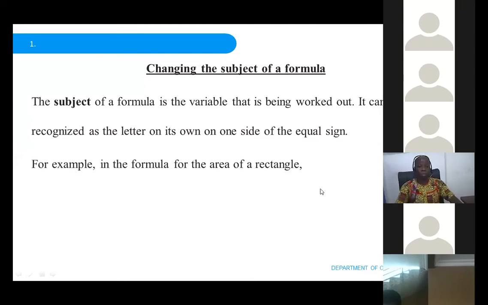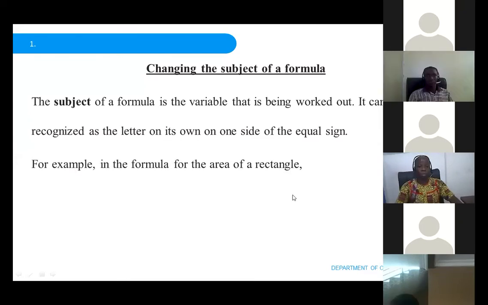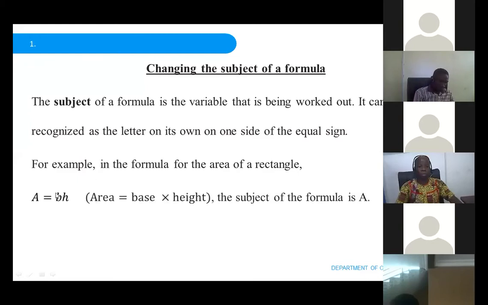For example, in the formula for the area of a rectangle, we have A equal to BH, where A is the area, B is the base, times H, which is the height. Now, the subject of the formula is A. So as you can all see, the A is standing alone. So our A is the subject of this formula.